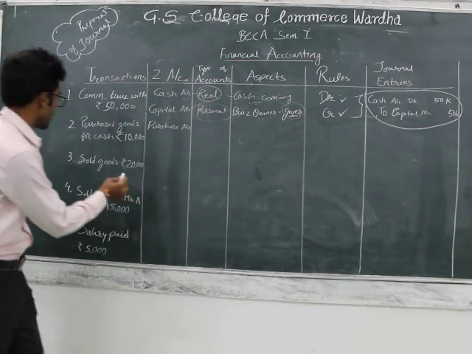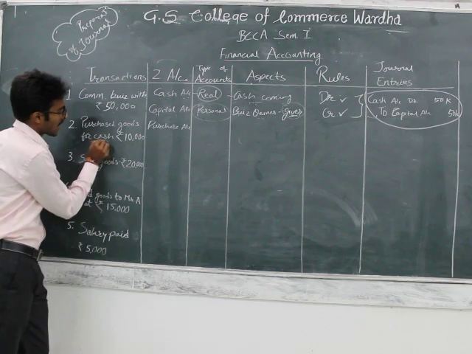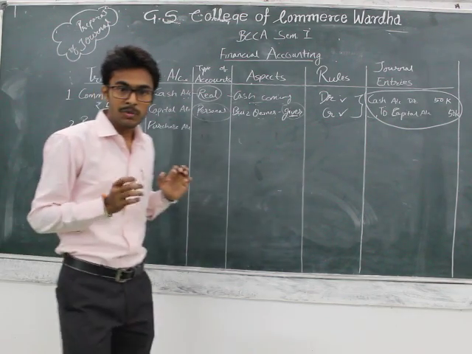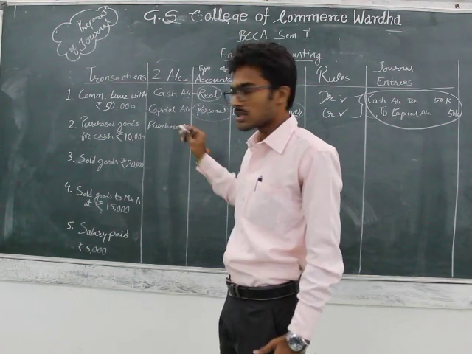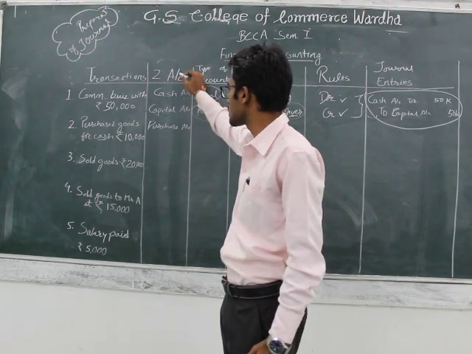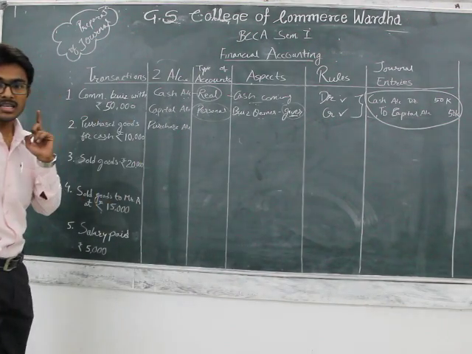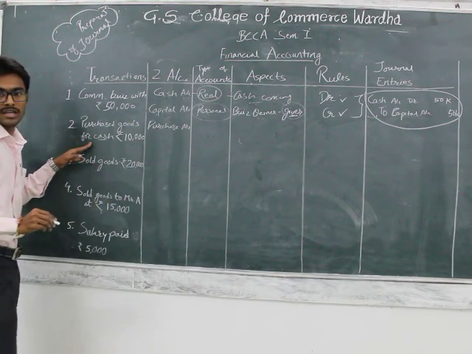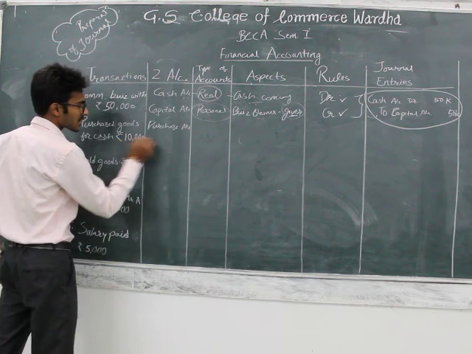account is hidden in our transaction: cash. We have purchased goods in cash. Purchase is an expense, that's why this is the first account, the expense purchase account, and the other account is the cash account.